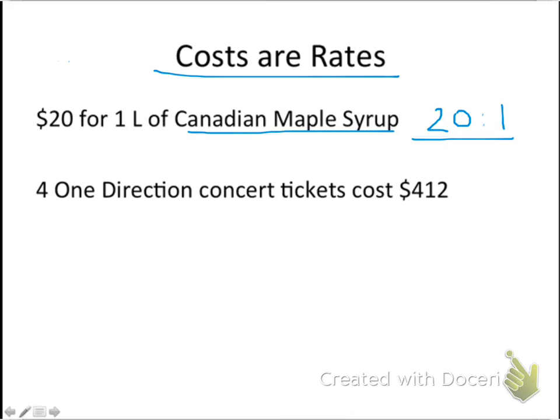4 One Direction concert tickets cost $412. That would be a ratio or a rate of 4 for 412. Just to remind you that all costs are rates.